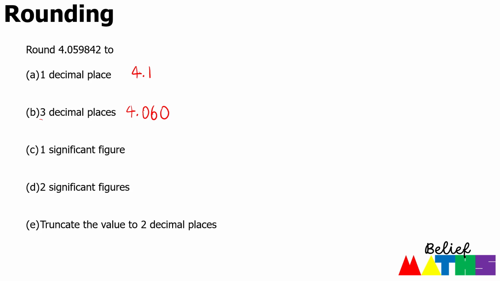Significant figures are slightly different. You start on the very left hand side, so in this case it's rounding to this, so that's just simply going to be 4. 2 significant figures is 2 consecutive values, so again that's just going to be the same as 1 decimal place, so 4.1.